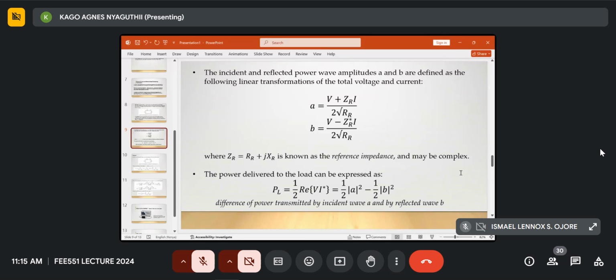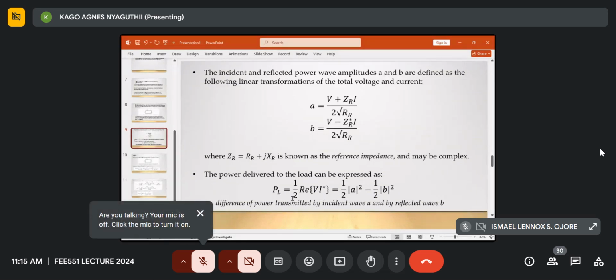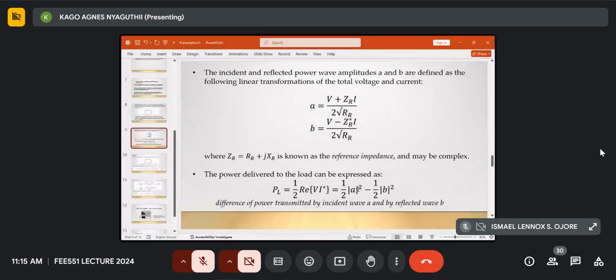And so the power delivered to the load in that case is a half of the real part of V I conjugate. This is also what we use to calculate power normally. So this is what you also get, where it means that the power delivered to the load is the difference of the power transmitted between the incident wave and the reflected wave. Normally it's V positive at A and V negative at B, but now with power waves, this is what we use.